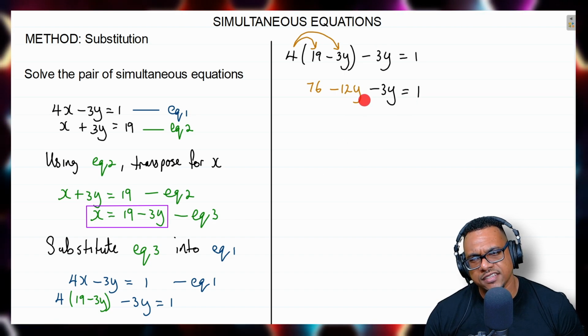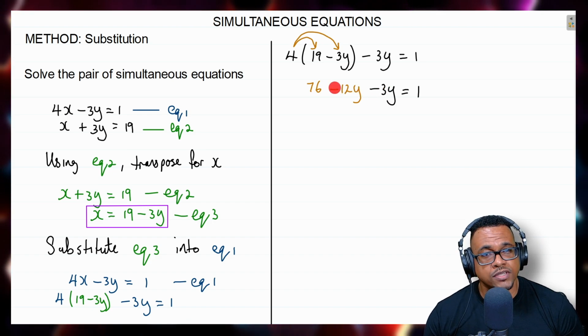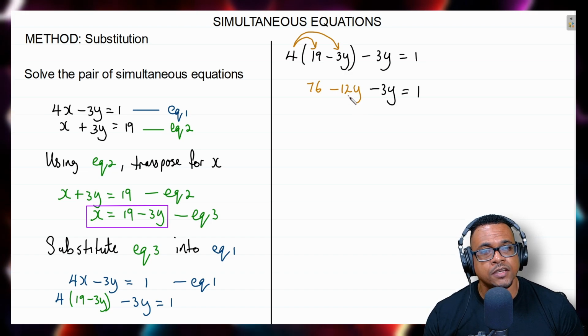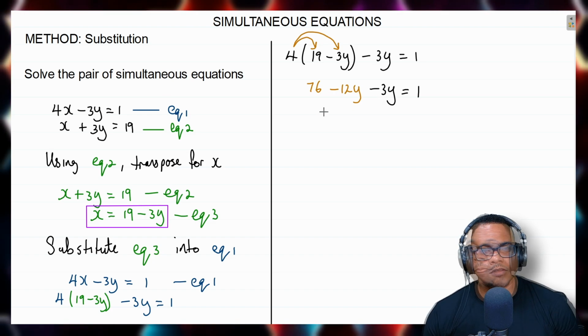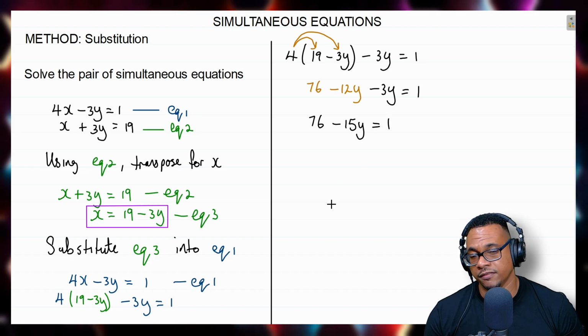Now you can see we have like terms here. We have the negative 12y and the negative 3y. Both of them have negative signs in front of them, so we'll add and keep that negative sign. So 12 plus 3, that will give you 15. So we get negative 15y. So we're going to have 76 take away 15y is equal to 1.